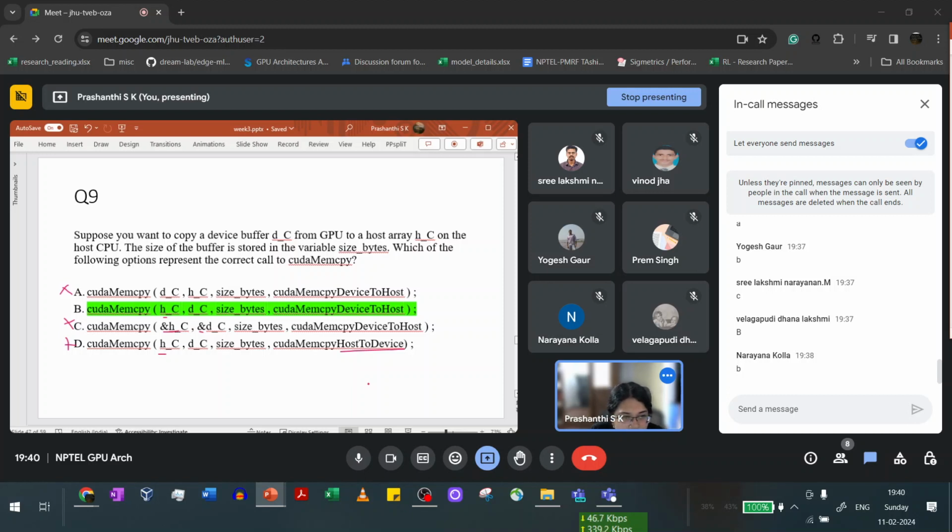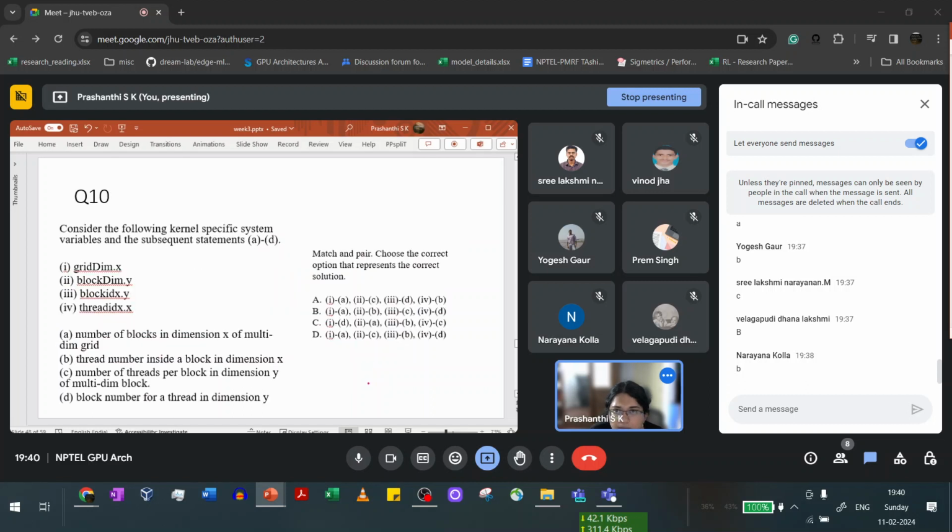Okay, let's move to the next one. Consider the following kernel specific system variables and the subsequent statements: gridDim.x, blockDim.y, blockIdx.y, threadIdx.x, and you have four statements about them. Again, this is a match the following kind of thing. So take your time. I'll give you 2 to 3 minutes to figure out which is the right match.